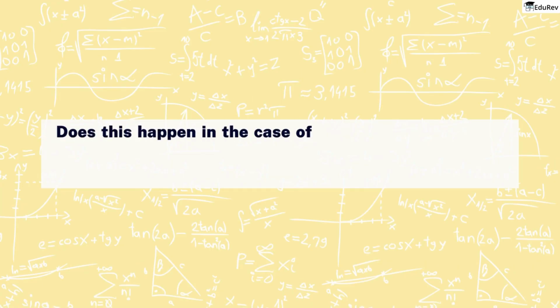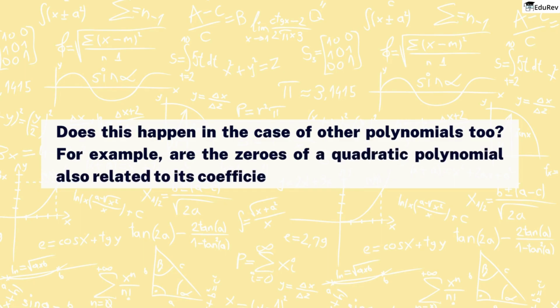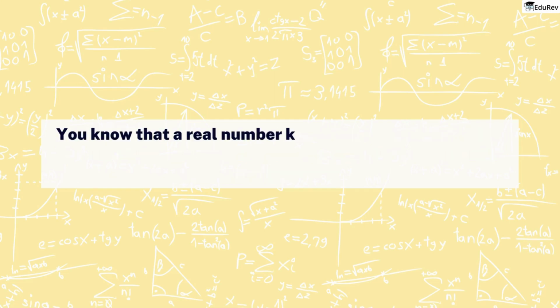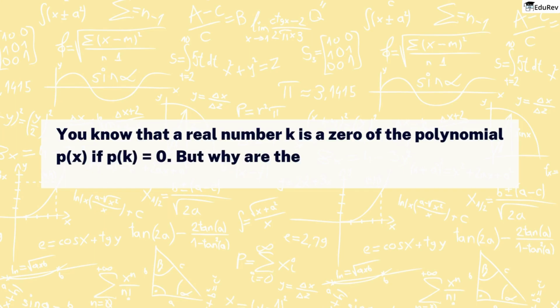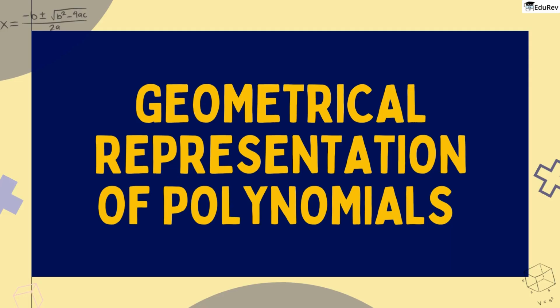Does this happen in the case of other polynomials too? For example, are the zeros of a quadratic polynomial also related to its coefficients? We shall discuss these points through their geometrical representation. You know that a real number k is a zero of the polynomial p(x) if p of k is equal to 0. But why are the zeros of the polynomial so important? To answer this, first we will see the geometrical representations of linear and quadratic polynomials and their geometrical meaning of their zeros.